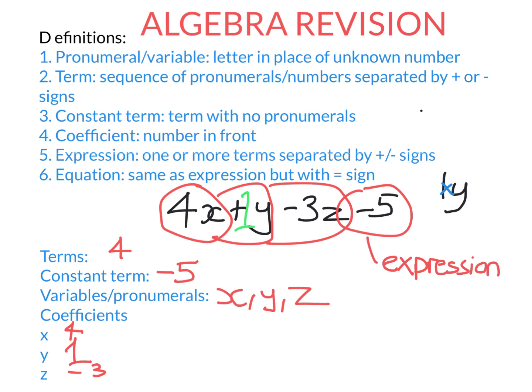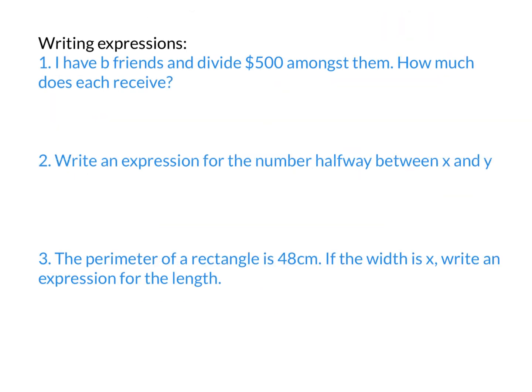All right, let's now look at writing our own expressions. So we need to be able to turn worded information into things that just have mathematical symbols. So when we write our own expressions, we're essentially asking how would you find out something. So if I have B friends and divide 500 amongst them, how much does each person receive? So what I want to do is write an expression or like a term that tells me how would I figure out how much each person receives.